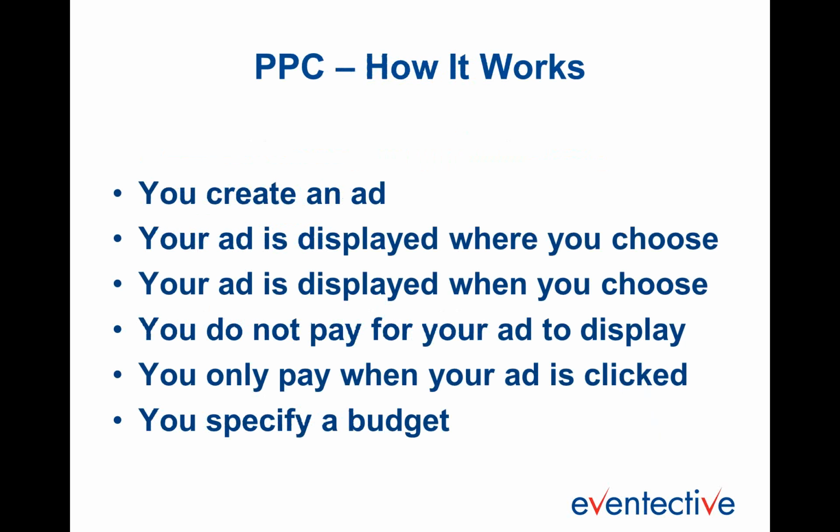First, how does pay-per-click work? I've got 6 bullets here to just briefly explain how pay-per-click works. You create an ad, and then you decide where your ad is displayed. You decide when your ad is displayed, and you do not pay for your ad to display. You only pay when your ad is clicked. Okay, so there's the fundamentals. And the last point there is you're able to specify a budget. You're able to specify how much you want to pay. So these are all things that EventClicks does, and we're going to go into those details in a few minutes.